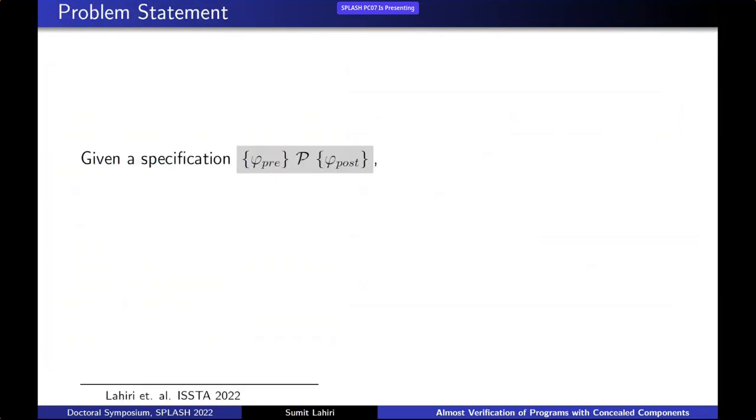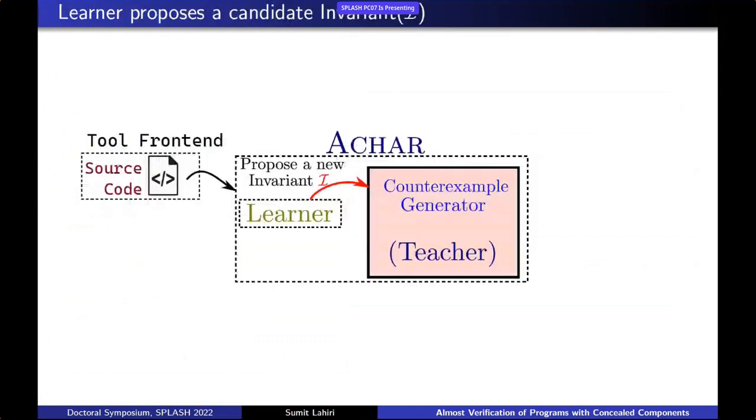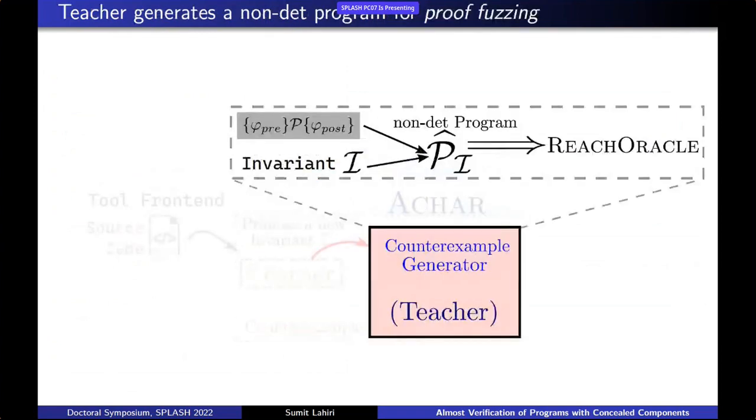Formally, the problem statement that we proposed is that given a specification phi, the pre and postconditions, and the program P, we can automatically synthesize inductive invariants where P may contain concealed operations. These inductive invariants would establish the correctness proof for the program. Here we resorted to a learner-teacher architecture where the learner would propose a new invariant and the teacher would generate a counterexample if it's wrong, else return that it's correct.